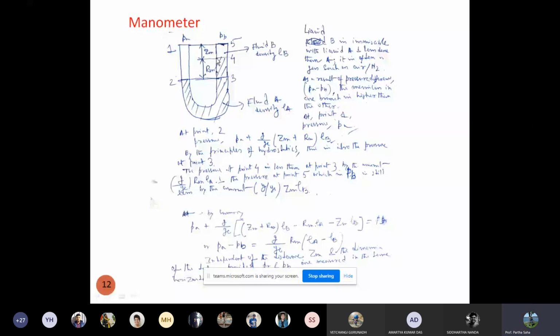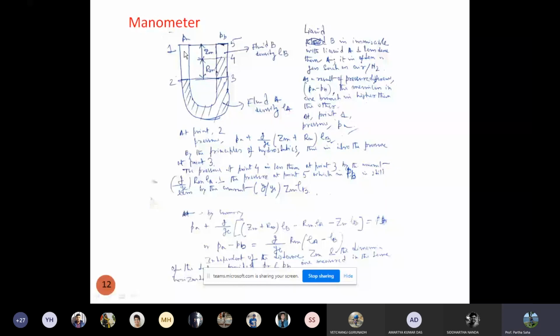Okay. At point 1, pressure is PA. Very good. Now at point 2, the pressure will be PA plus the pressure due to this height, right? Because you are applying this much pressure head. So the pressure at 2 is PA plus g/gc (Zm plus Rm) rho B. Why Zm plus Rm? Because this height is Zm plus Rm, as you can see from this arrow, and the density of this fluid is rho B. Here I have considered fluid B, density rho B.